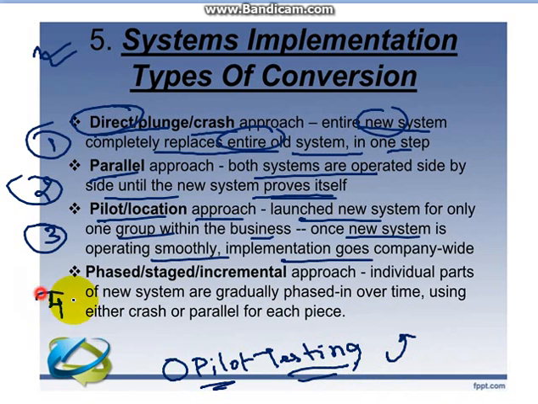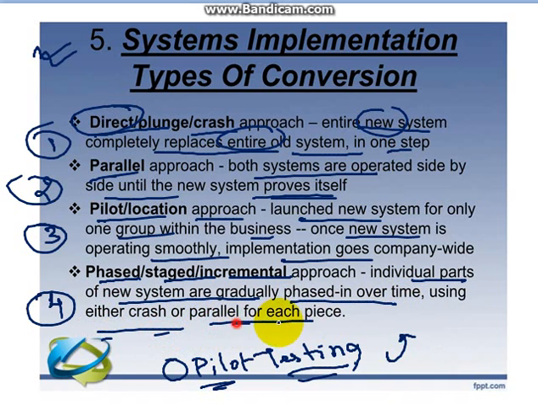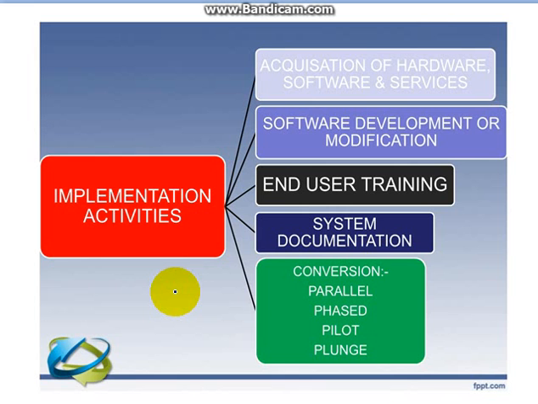This is the fourth stage, the phased or staged incremental approach, where individual parts of the new system are gradually phased in over time, and either crash or parallel for each piece takes place. So this is the system implementation process.